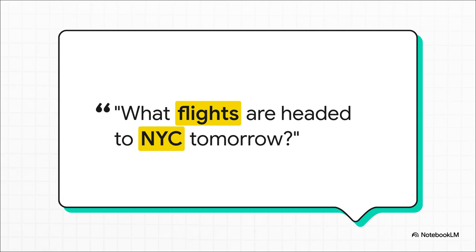So a customer asks a pretty simple question. What flights are headed to NYC tomorrow? Now, a normal AI would probably stumble here. It might make something up or just say, I don't know, because its training data is old. But this system uses RAG to go look at a live flight database and comes back with a perfect, up-to-the-minute answer. Just like that.